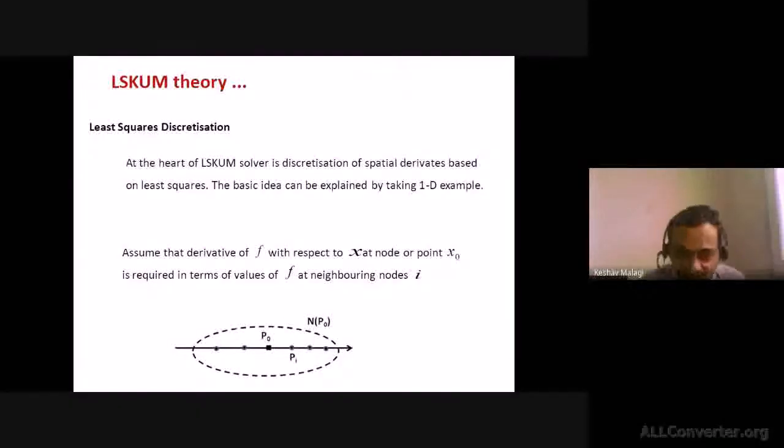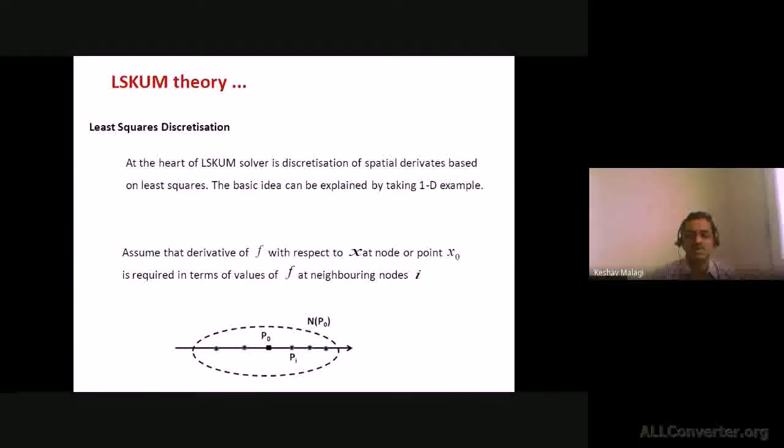So a simple reduction of that is we assume that there is f available to you here. So given an f at points pi, which are the neighbors of p naught, and f available at p naught, we want to find the derivative of f. So what do we do?